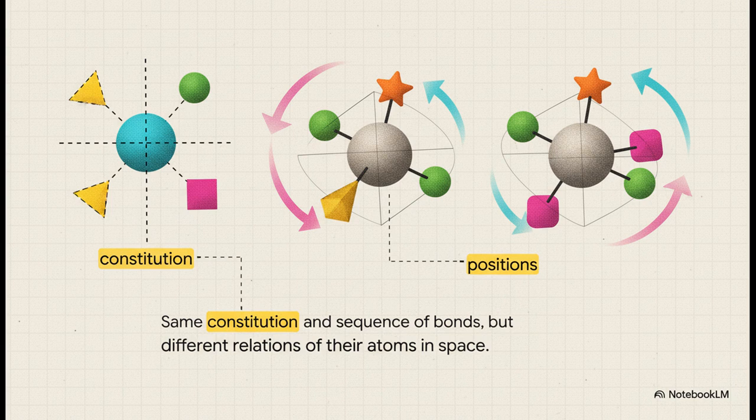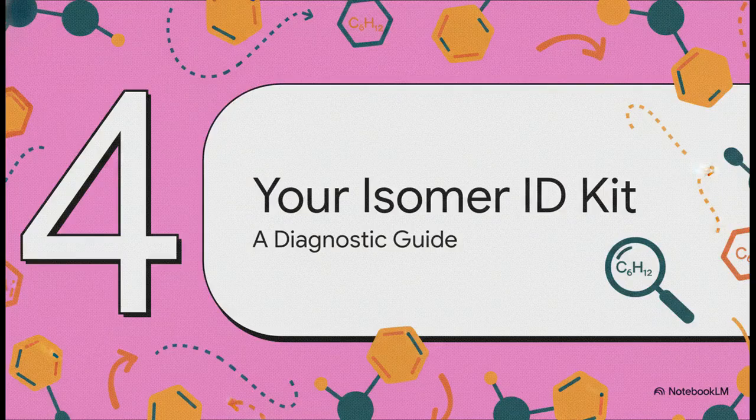So, let's just make sure we've got this locked in. The crucial point for stereoisomers is that the atom-to-atom connections, what chemists call the constitution, are identical. The only difference is their orientation in 3D space. It might seem like a tiny distinction, but in the world of chemistry, it can change absolutely everything. Okay, so you come across 2 molecules. They've got the same formula. How do you figure out what's going on? If they're structural isomers, how do you know which type?